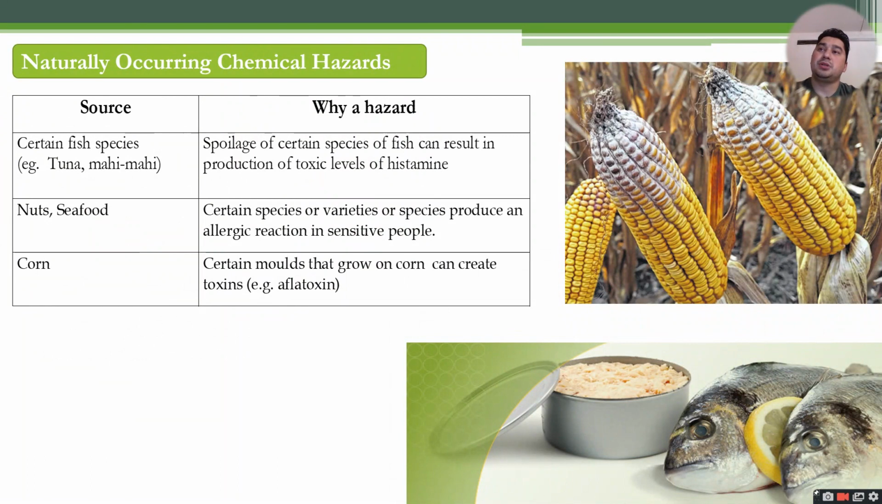Naturally occurring chemical hazards. Certain fish species like tuna and mahi mahi. Why is it a hazard? Spoilage of certain species of fish can result in production of toxic levels of histamine. After that, we have nuts and seafood. Certain species or varieties produce an allergic reaction in sensitive people. Then we have corn. Certain molds that grow on corn can create toxins like aflatoxin.